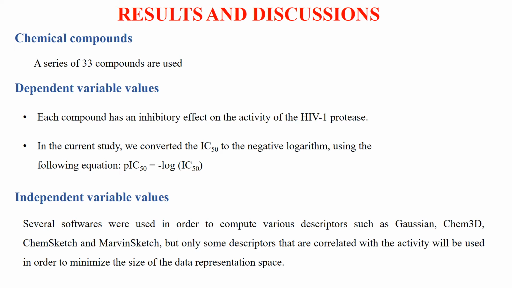Furthermore, several softwares were used in order to compute various descriptors such as Gaussian, Chem3D, ChemSketch, and MarvinSketch, but only some descriptors that are correlated with the activity will be used in order to minimize the size of the data representation space. The other descriptors that are not correlated with the activity or that are correlated with each other will be eliminated because they carry the same amount of information.